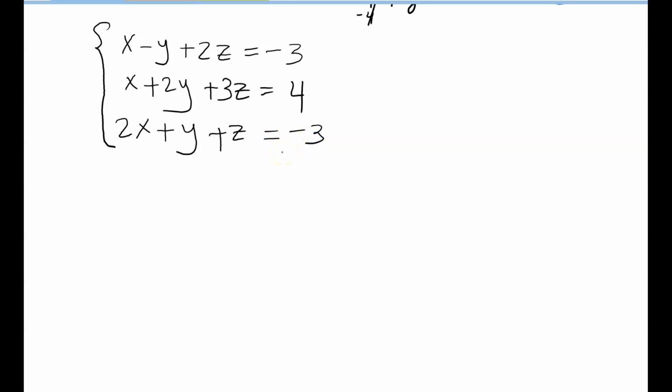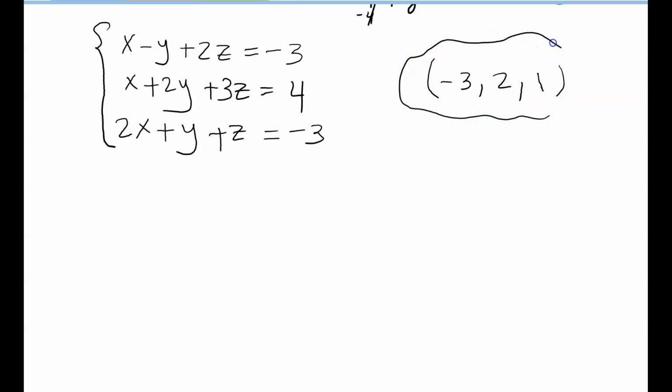I want you to solve them, and at the end your answers should be negative 3, 2, and 1. If you got that answer following the steps that I gave you, then you learned how to solve systems of linear equations with 3 unknowns. Okay, that's all for now.